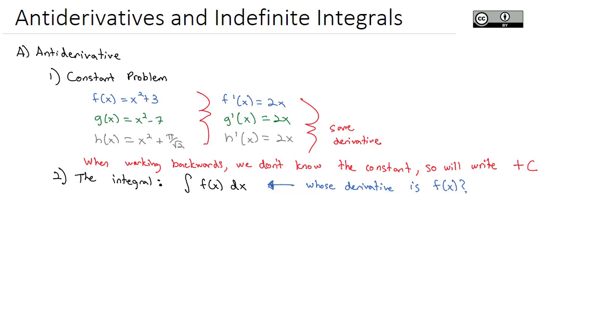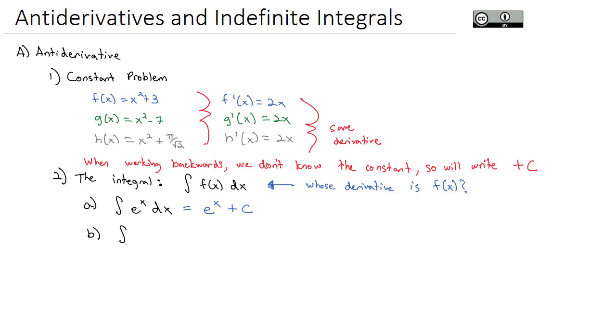So let's look at a bunch of examples that we might have seen before and we could probably figure out. First off, let's say we want to take the integral of maybe e to the x dx. Whose derivative is e to the x? Well, we remember that e to the x had a derivative of e to the x, but now we're going to have to add that plus c because there might have been a constant added to the end whose derivative was 0.